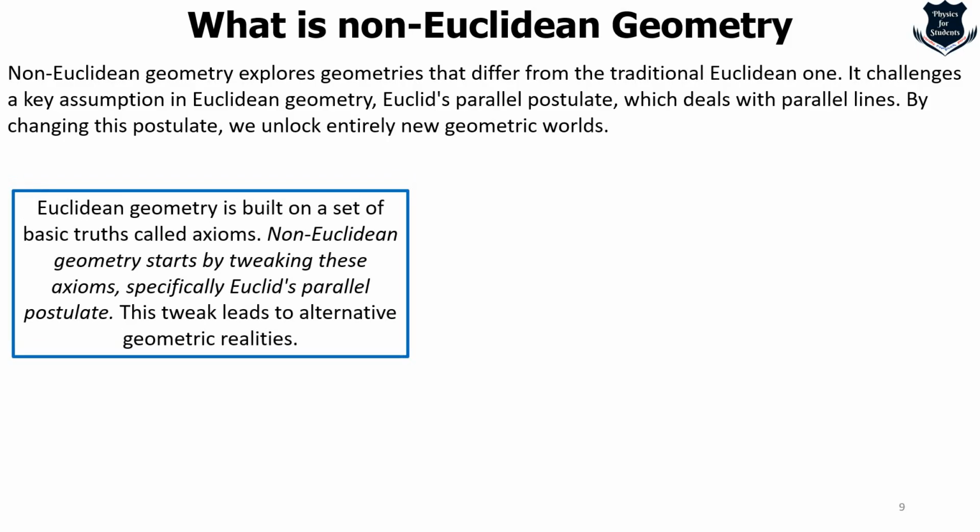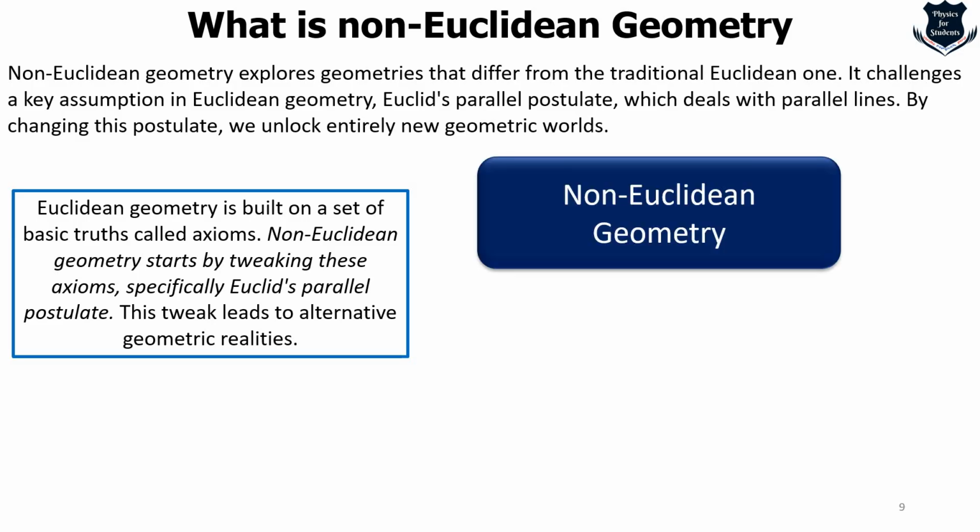So as you can see, Euclidean geometry is built on a set of basic truths which are called axioms, and non-Euclidean geometry is actually obtained by tweaking these axioms, specifically Euclid's parallel postulate. These tweaks lead to alternative geometric realities. Now, there are two main types of non-Euclidean geometry.